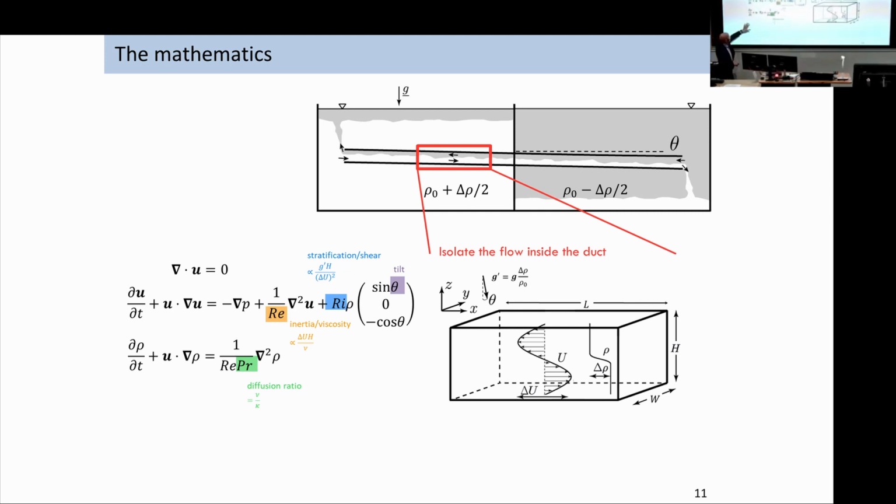So we get a Reynolds number, which is based on the velocity difference, the depth of the duct, and the kinematic viscosity of the fluid. We have a Prandtl number or Schmidt number, which is the ratio of the viscosity to the molecular diffusivity of the scalar. And we have theta, the angle of tilt.